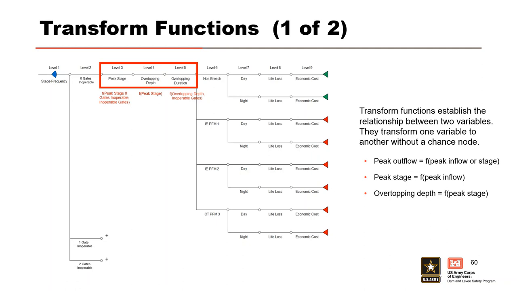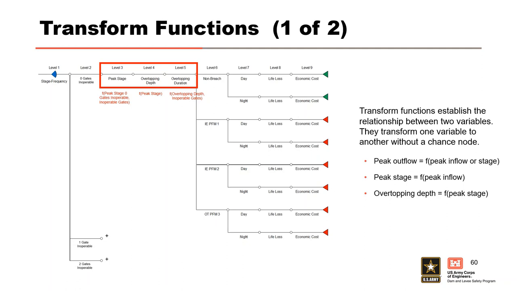Performance and associated consequences can be functions of different loading variables than what was used to define the initial hazard function. Much of the time, they are a function of stage, but they can be a function of a lot of other things too, like overtopping depth or outflow. So being able to use a function to move from one variable to the next is very useful. In this example, overtopping depth in level 4 is a function of peak stage and is equal to that peak stage minus the embankment crest elevation.